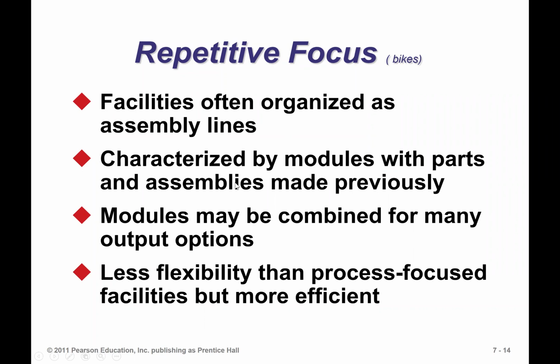So it's characterized by modules with parts and assemblies that are made previously. So you're just basically assembling stuff. Modules may be combined for many output options. So when we say many output options, it's all a kind of vehicle. Let's say it's Toyota.